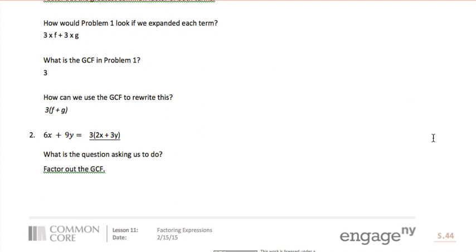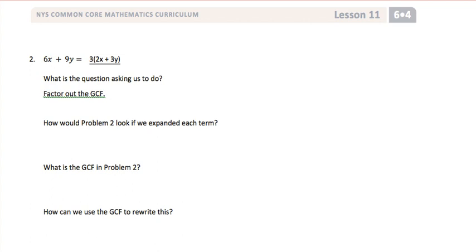Now here's our answer. Let's look at the process. How would problem 2 look if we expanded each term? Let's look at it. So we know that 6 times x plus 9 times y is how it would look if we expand each term.